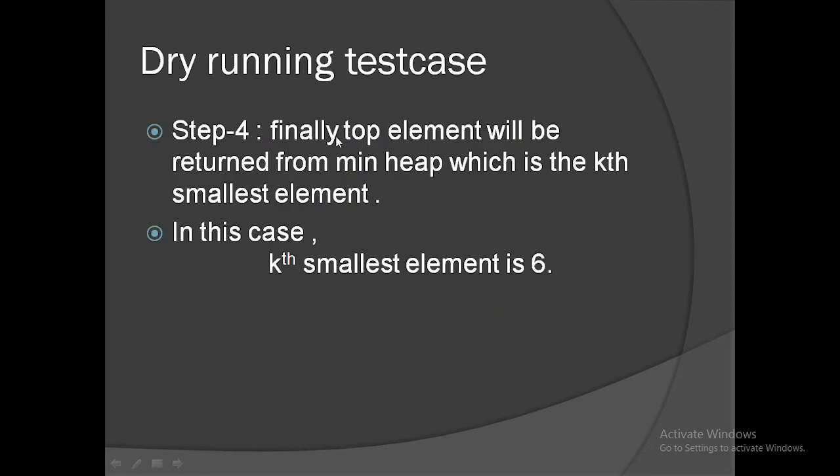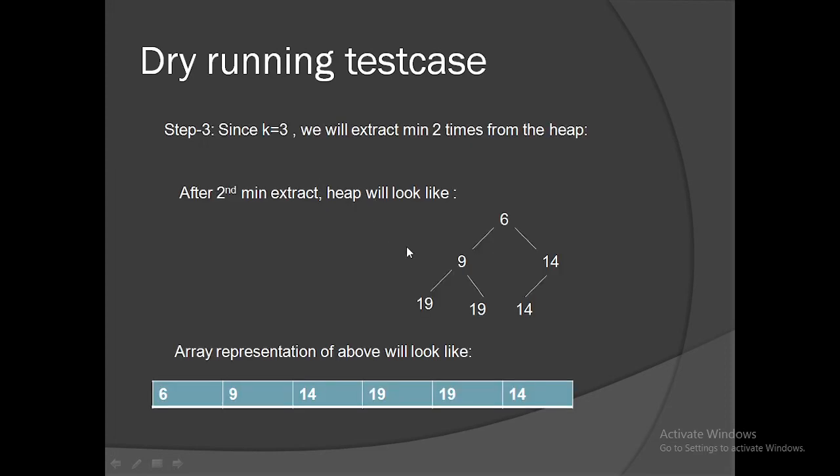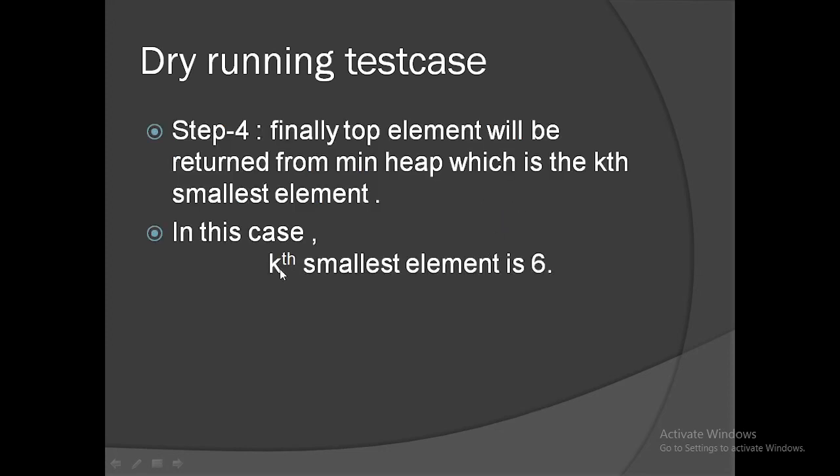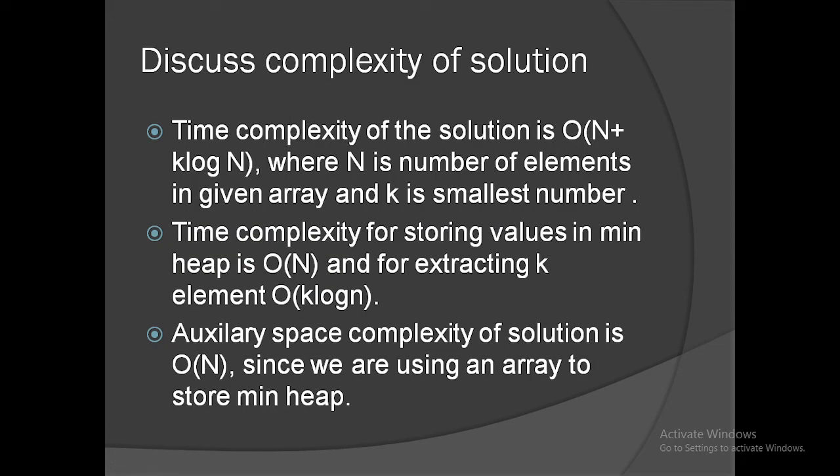So at the last step, we will simply use the get min method to get the minimum element from this min heap. And what is the minimum element of this min heap? Currently it is 6, so 6 will be returned from this method and our result will be 6. Okay, so this is the coding part for this approach.